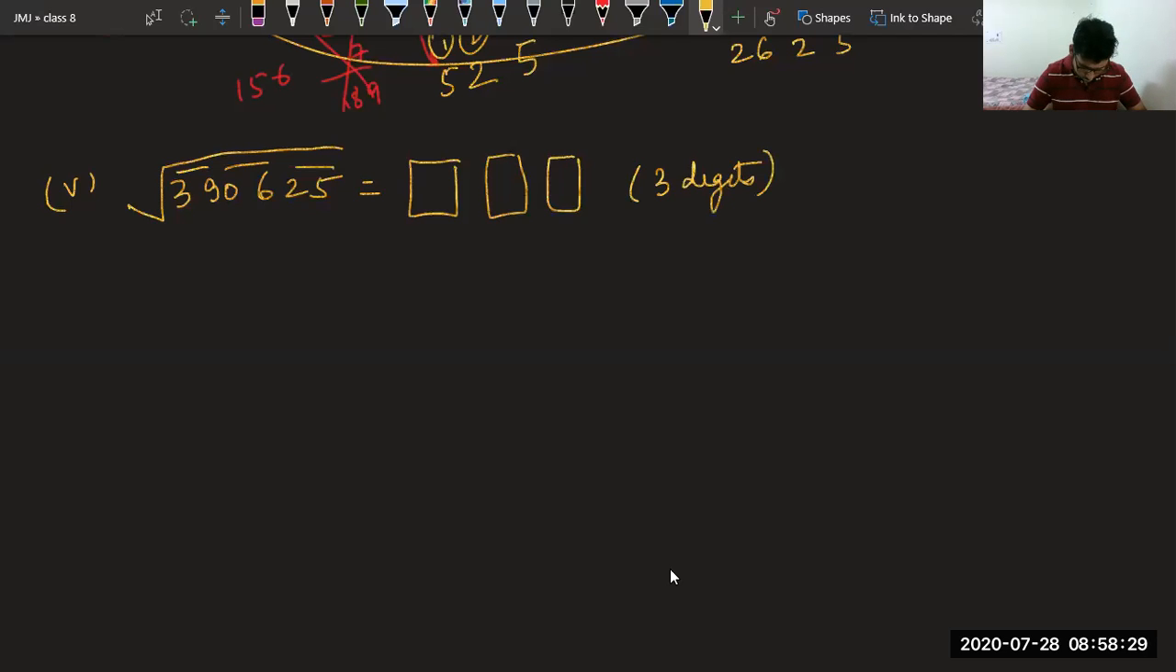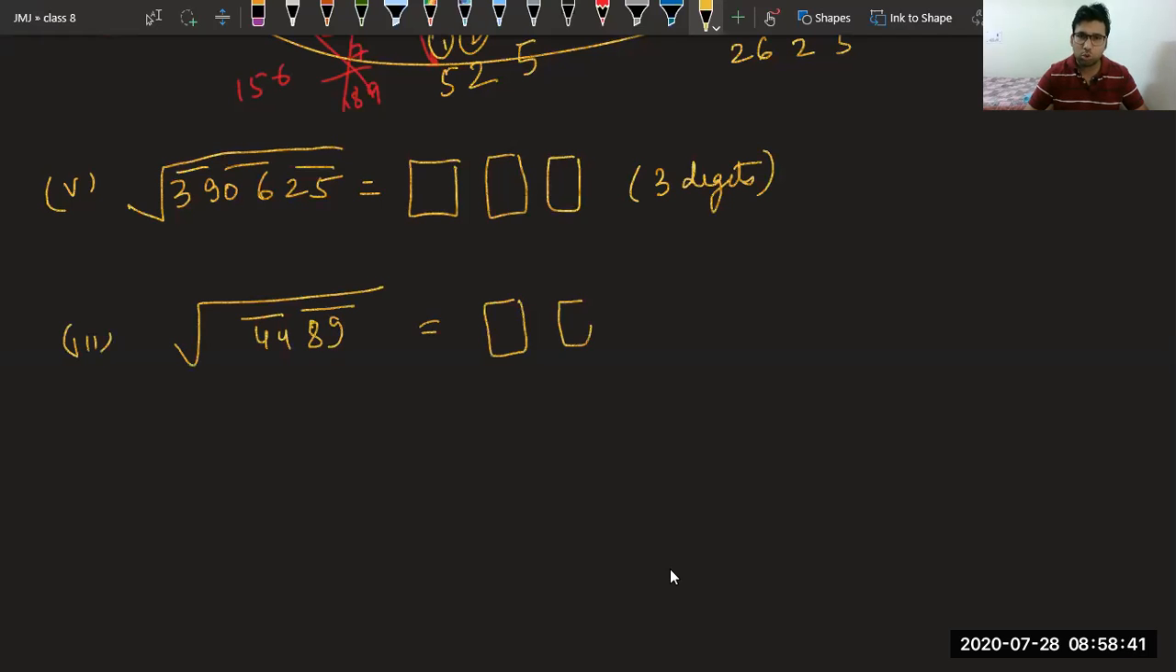Let me take one more part. Suppose third part, 4489. Again we have 2 pairs, so the answer will be how many digits? 2 digits. In this question we only had to tell the number of digits. Okay, this fourth part solution I will discuss again with you tomorrow. Okay, please remind me if I forget.